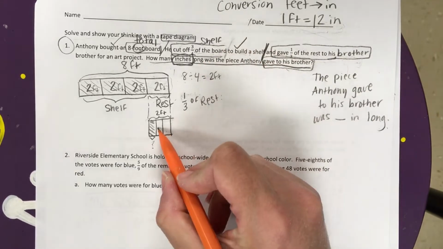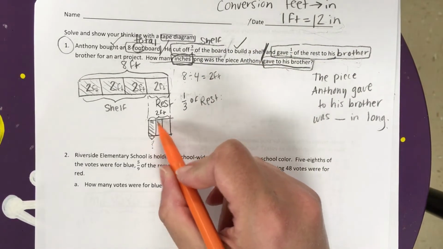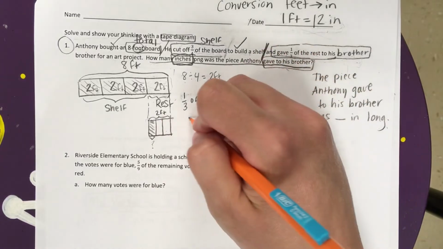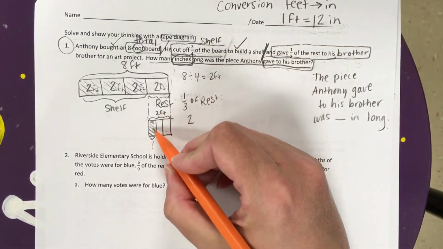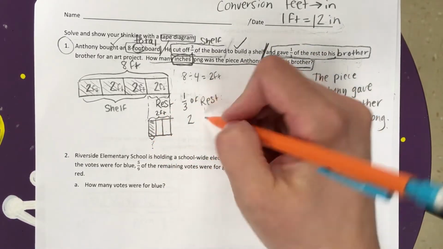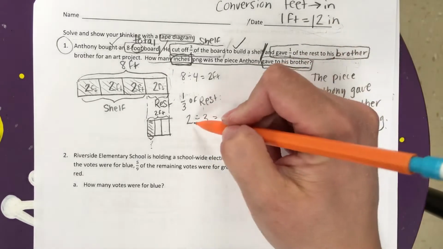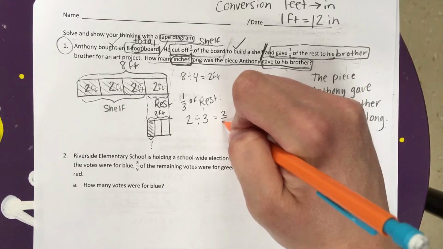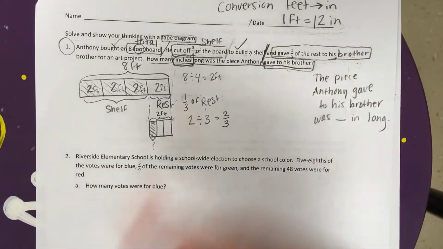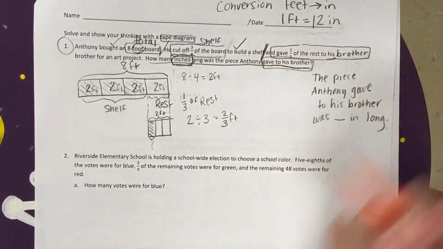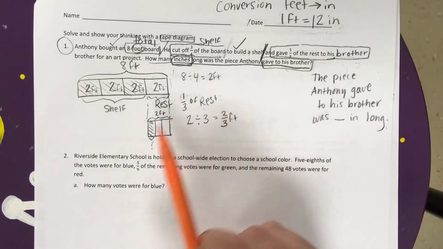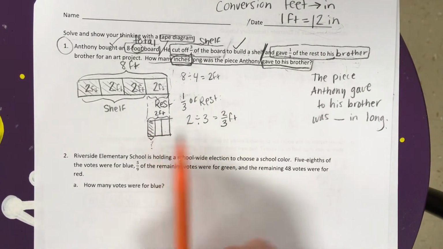Okay, so to find 1/3 of the rest, that's one out of these pieces. My whole is 2, so I can do 2 divided by the number of groups to find the size of one group. 2 divided by 3. Now we know a fraction's an unfinished division problem, so I can just rewrite that as 2/3. And that's 2/3 feet. Let's not forget our unit of measurement. So 2 divided by 3 is 2/3 feet.